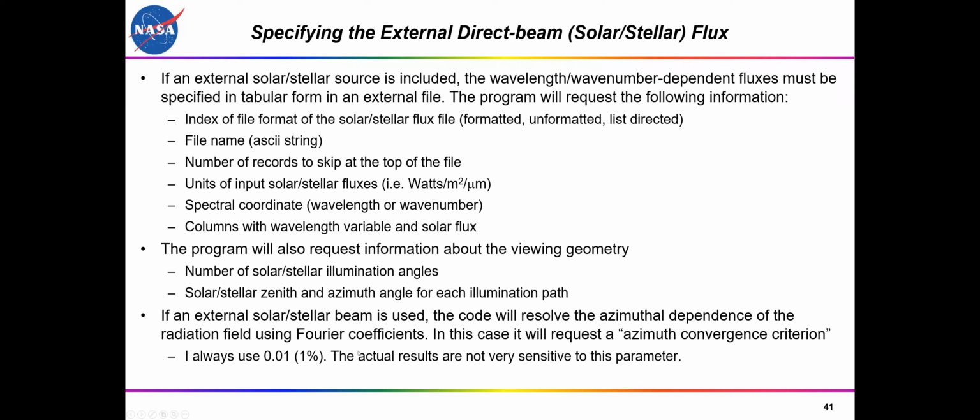And the only thing that usually does that is an external solar source. If you ask for this kind of information, it'll ask you for an azimuth convergence criteria: how many Fourier modes do I need? I usually set that to 0.01. I set it to 0.01 about 20 years ago. I've never changed that number. I think I'm going to make that invisible to the user.